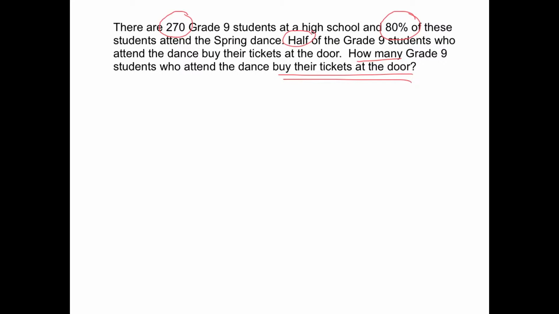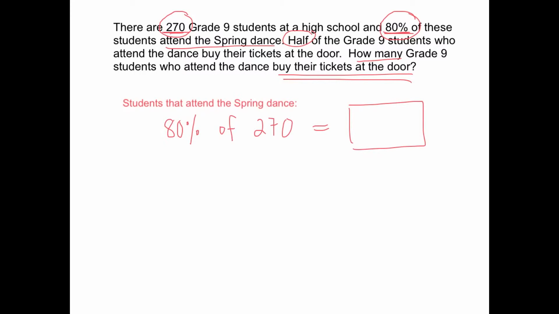So let's start by figuring out how many students actually did attend this dance. Well, altogether, there are 270 students at the school, and 80% of these attend the dance. So we can say that 80% of all the students attended the dance, so 80% of 270 students attend this dance. But we need to figure out what that number is. How many students attended the dance? So we need to find 80% of 270.